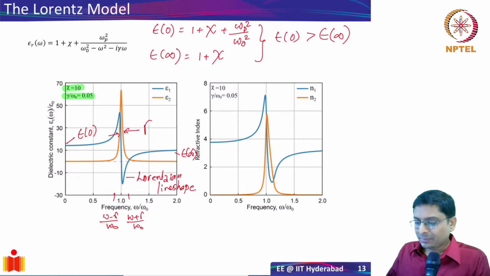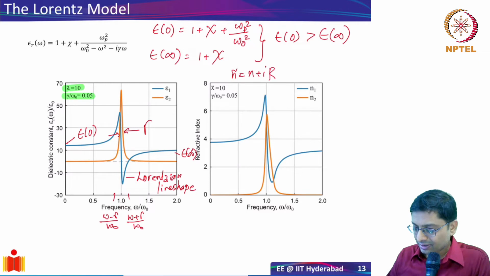I said already that sometimes we look at epsilon, sometimes we look at refractive index. We previously talked about the relation between the refractive index and epsilon. If you remember, we said that the refractive index is simply going to be this complex quantity. I'm just repeating it. Refractive index is n plus ik, or n1 plus i n2, and n square is going to be epsilon r.